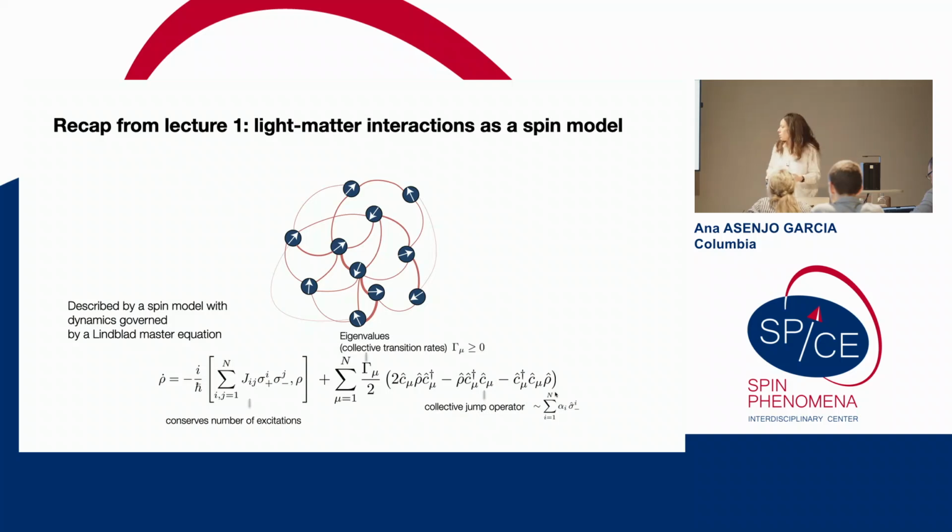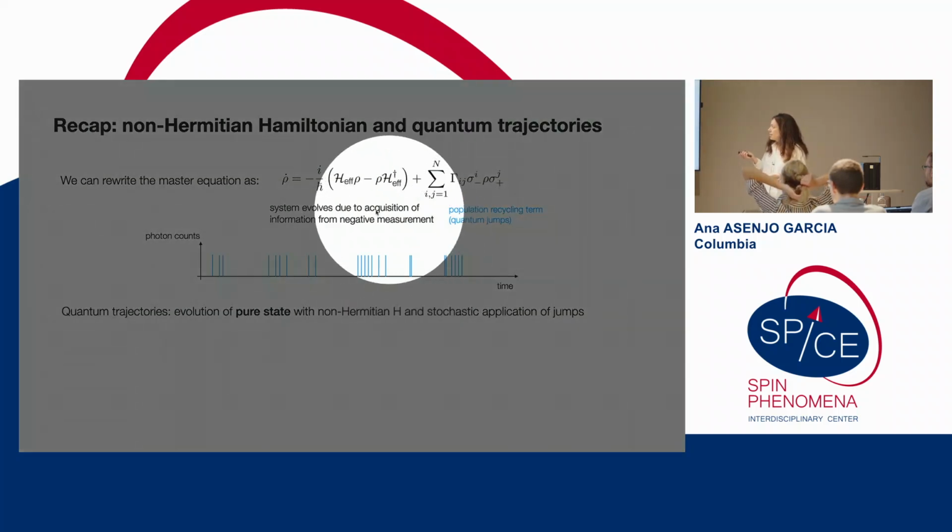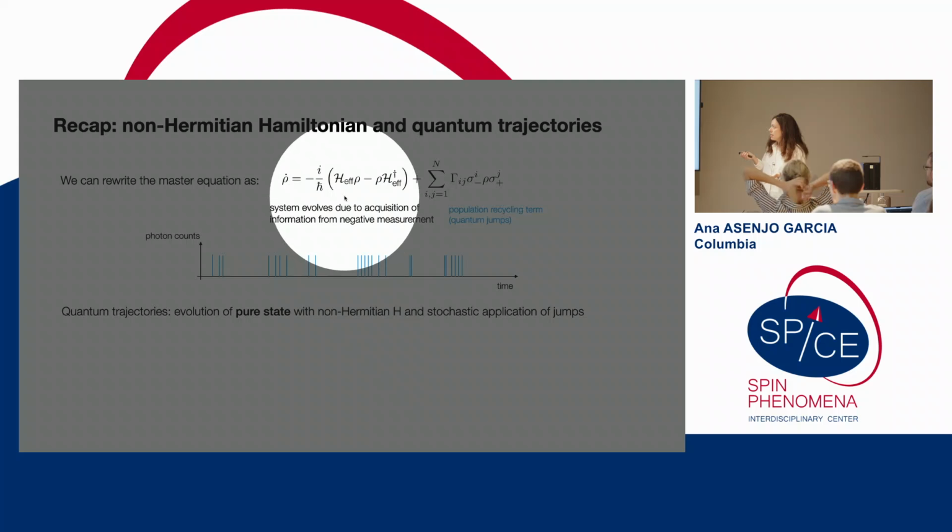This superposition is weighted spatially with the eigenvectors of the previous matrix. Okay, so this is how to write this master equation, but we can unravel this master equation in terms of what are called quantum trajectories. So for this, the first step is to rewrite this master equation in terms of a non-Hermitian Hamiltonian. So now the master equation looks like this. So we have a term that is given by this non-Hermitian Hamiltonian.